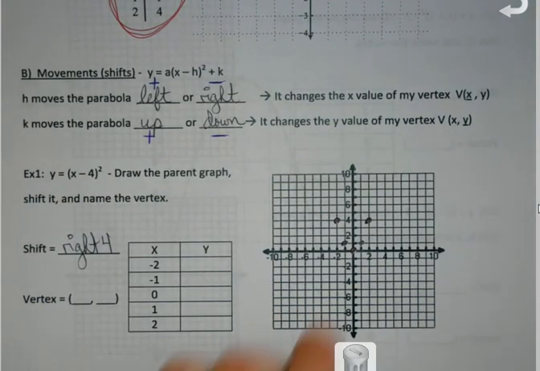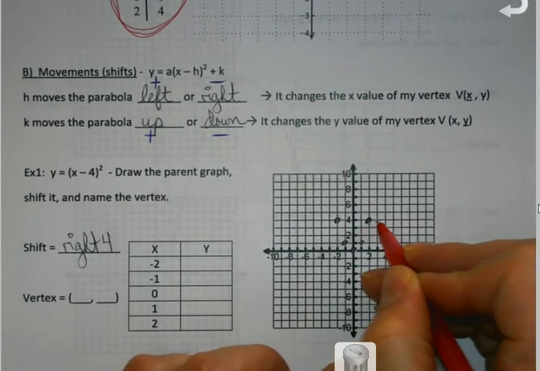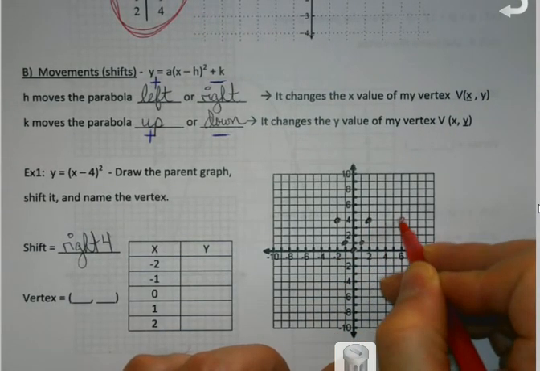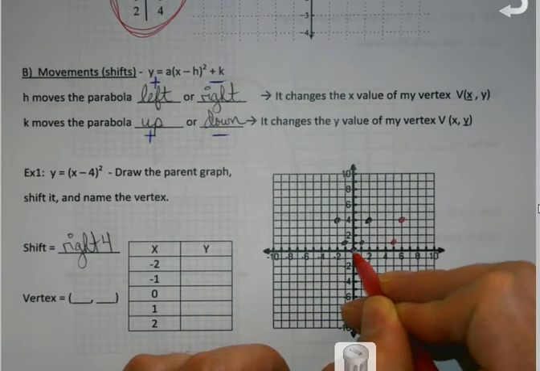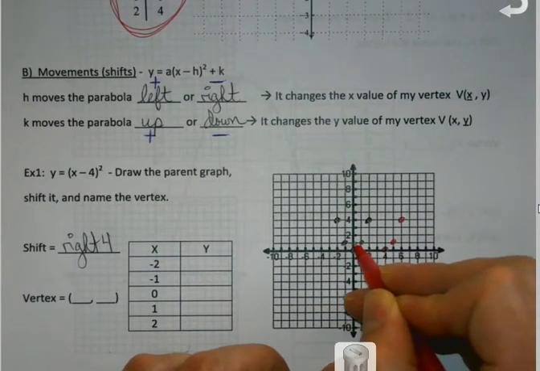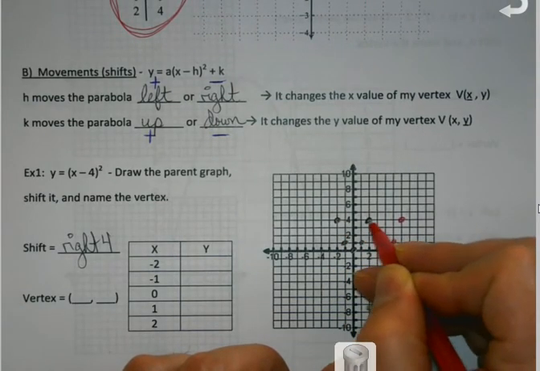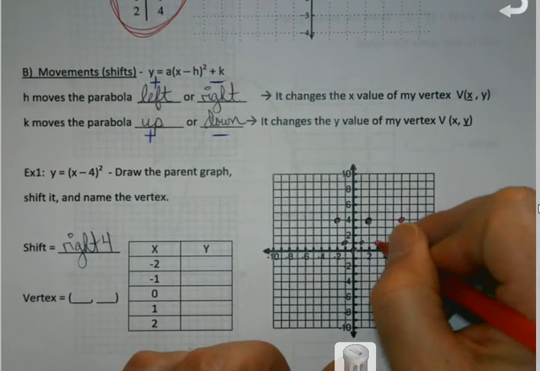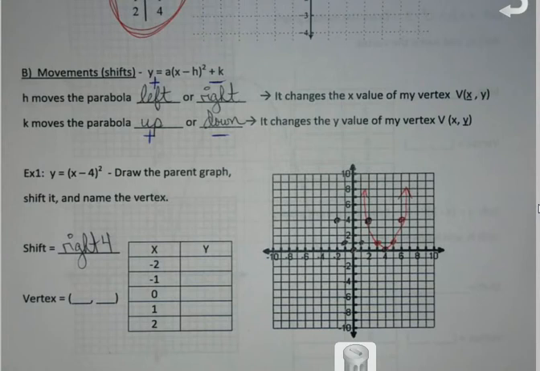And what does that mean? That means every one of these dots that are here, I'm going to move them right 4. 1, 2, 3, 4, and make my new dot. 1, 2, 3, 4. Start here. 1, 2, 3, 4. And 1, 2, 3. Oh, it's right on that dot. Okay, and connect the dots because this is the actual graph: y equals x minus 4 quantity squared.